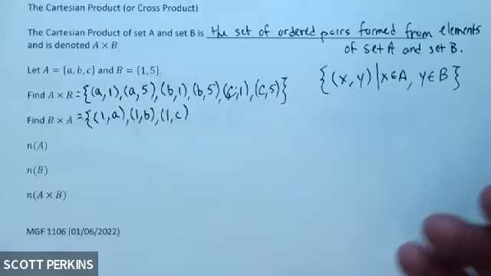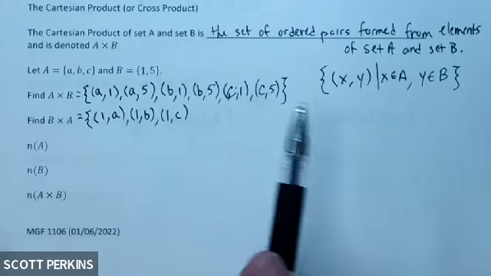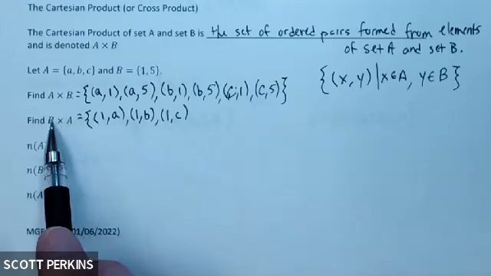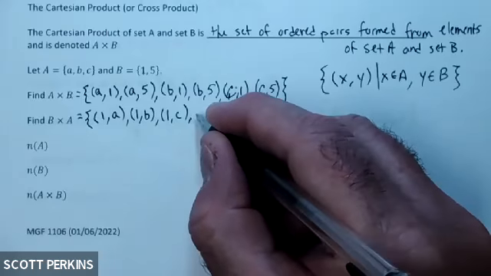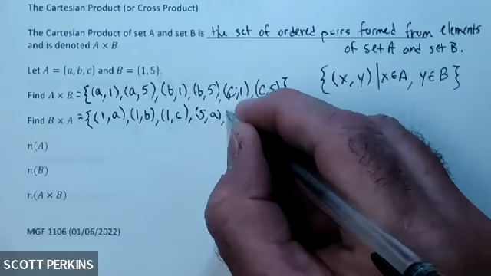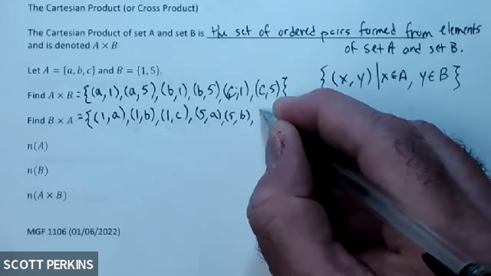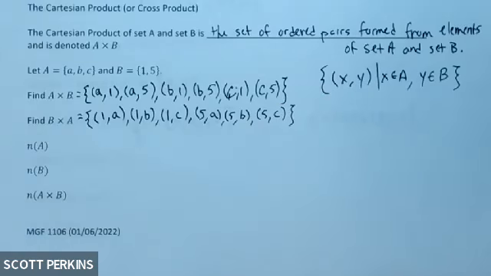So notice the difference. This time my first element is something from B. The second element is something from A. The order that you're given your cross product matters. That's why I had us distinguish these two problems. And then we've got 5, comma A, 5, comma B, and 5, comma C. And there we go. There's my 2 sets. Any questions about the cross product?